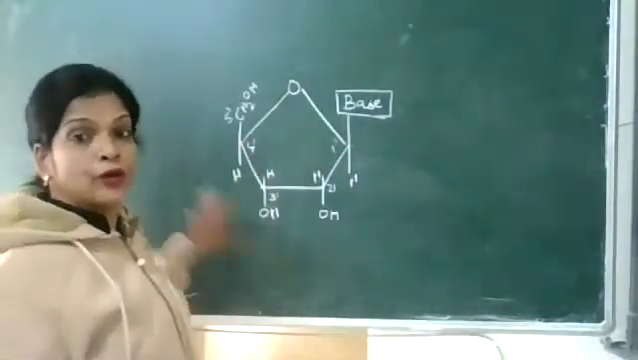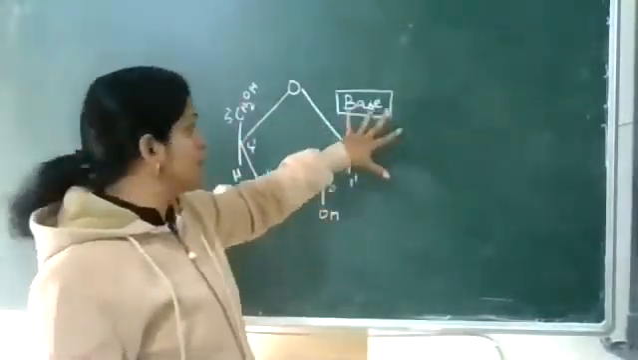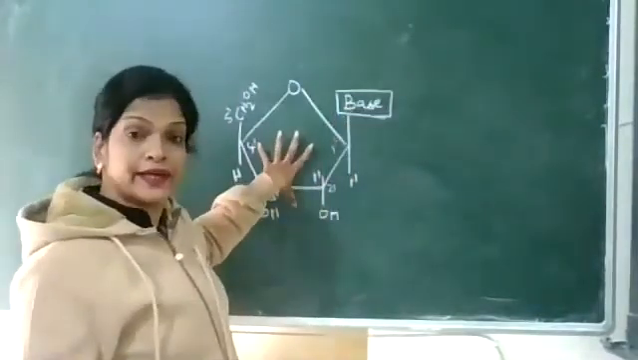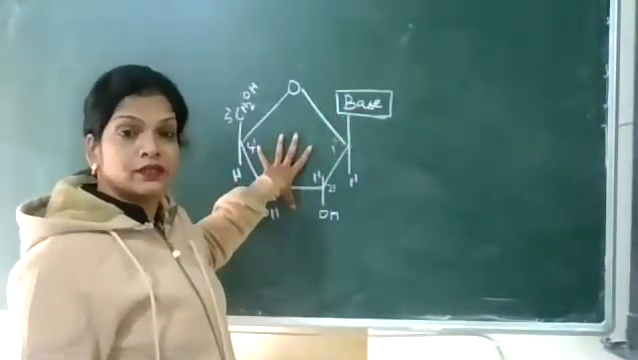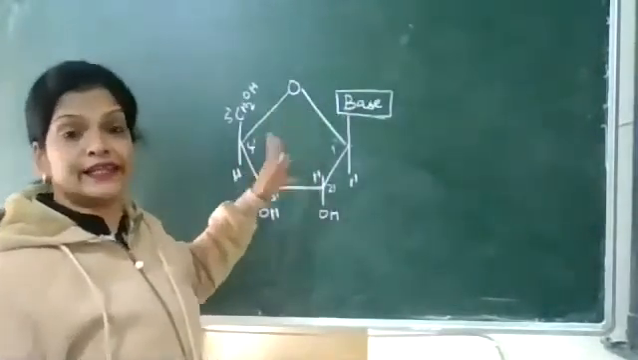That is the monomer. This is a nucleoside. The base is connected to the 1 dash position of the sugar. Then this is called a nucleoside.